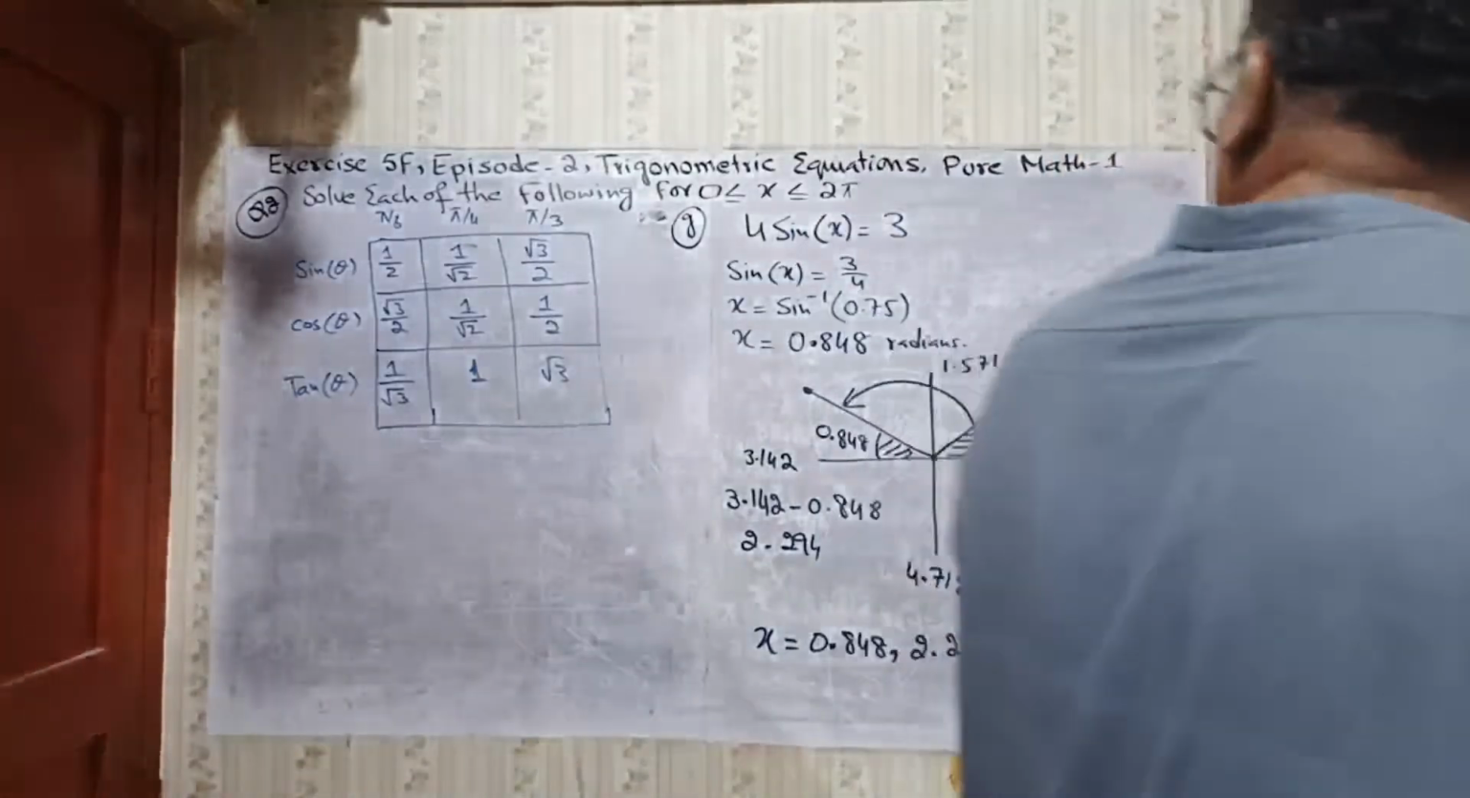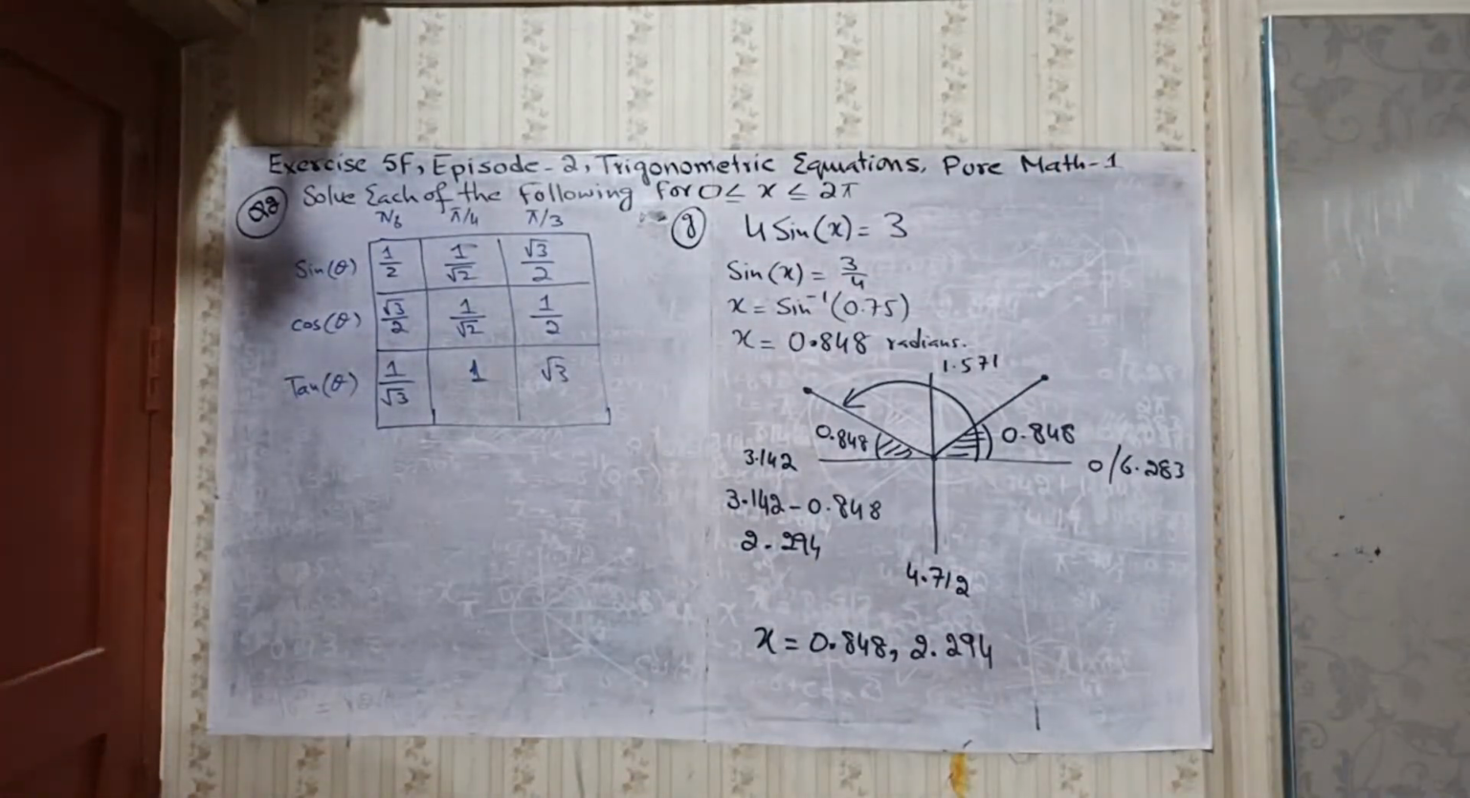So this is how we do question number 2, and it's the G part. So let me check the answer, sir. Question number 2, G part. 0.848 and 2.294 is the answer, sir. Yeah, the answers are right. This is how we will do this, question number 2 and its G part. You see, we are working on the exercise 5F, and this is our second episode on this exercise.